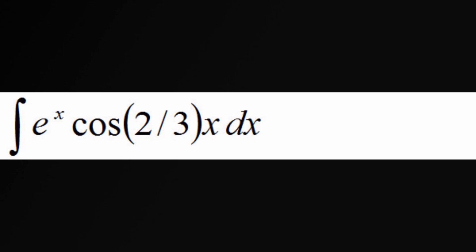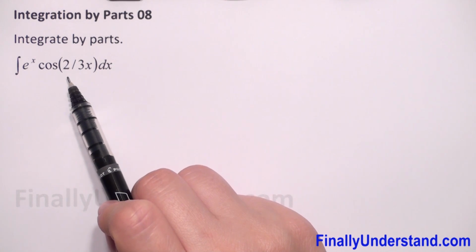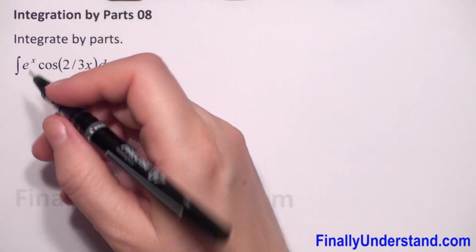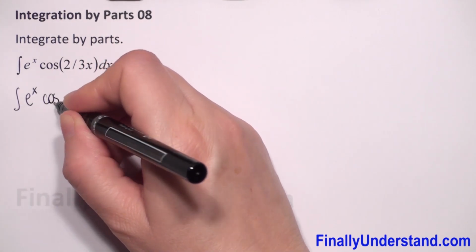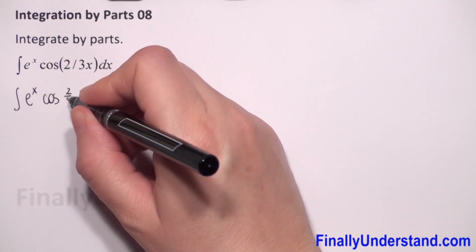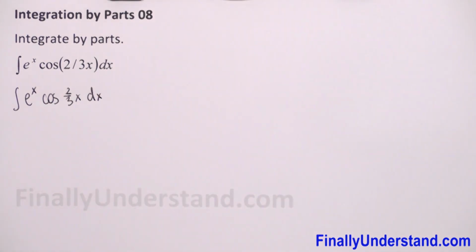We have integral of product. We have e to power x times cosine of 2/3 times x. Let me rewrite this. We have integral of e to power x times cosine of 2/3 x with respect to x. So because we have multiplication, we can use formula for integration by parts.